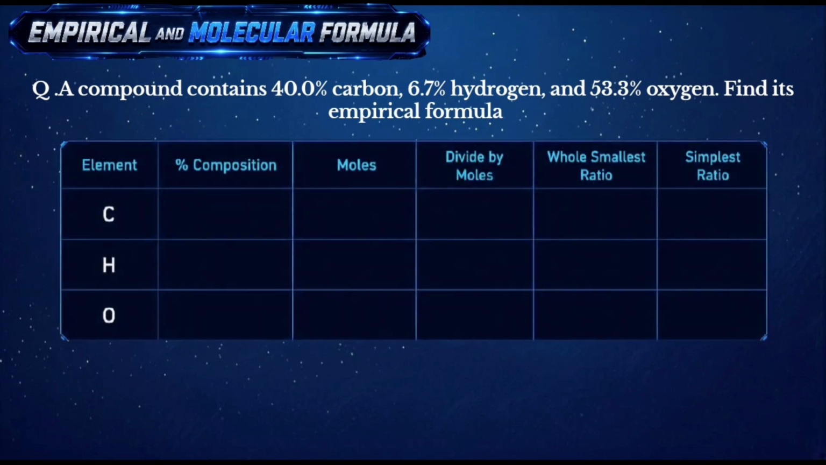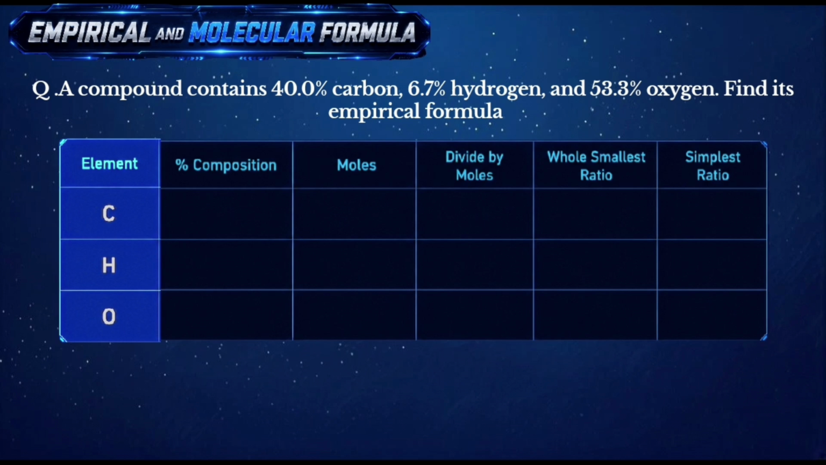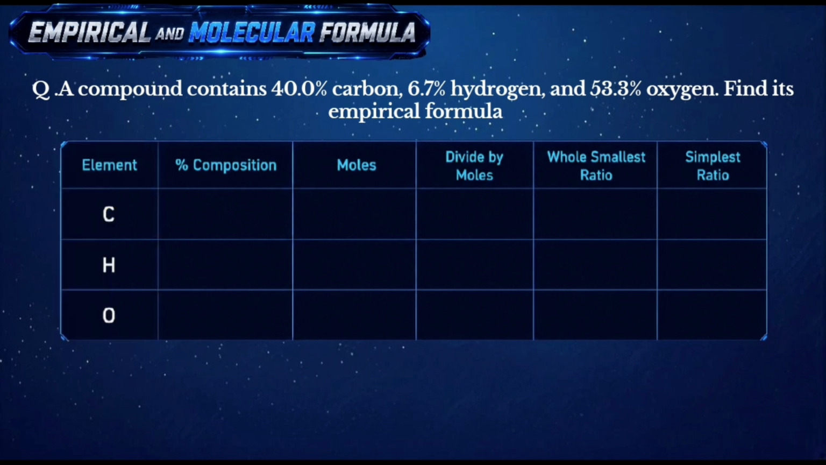Now let's make a table. In the first row, write the element names present in the question: carbon, hydrogen, and oxygen. In the second row, write the percentage composition, which also represents the mass in grams. So for carbon, write 40.0 grams. For hydrogen, write 6.7 grams. And for oxygen, 53.3 grams.